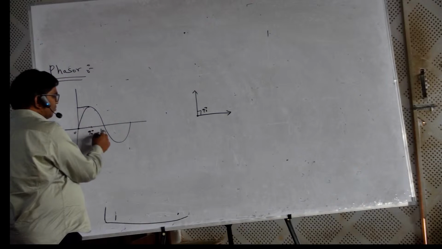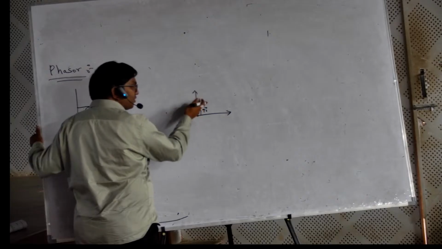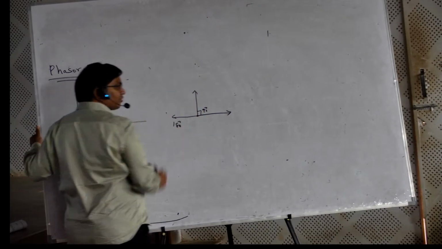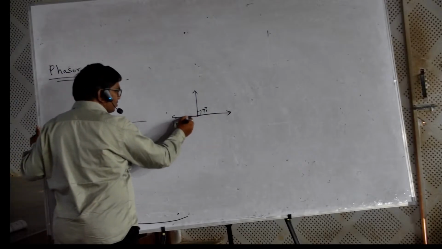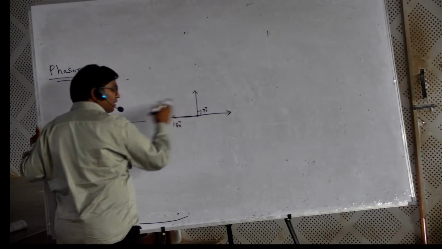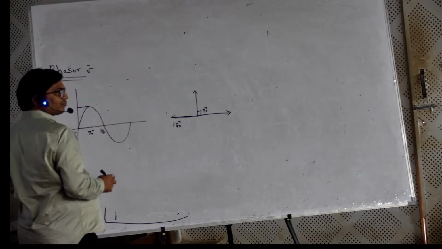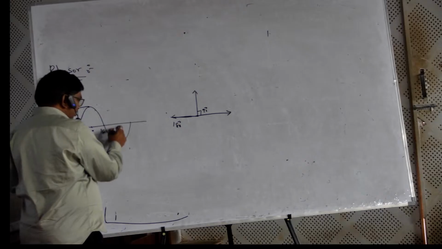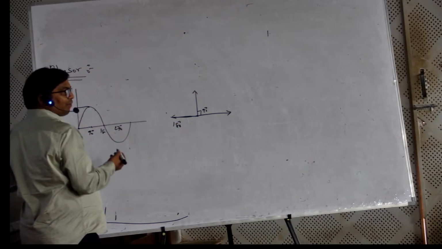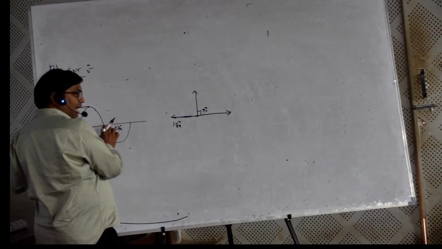It is how much? 180. This is shifting again. This angle is 180 with respect to 0. From 0 to here is 90 and then 90, so 180. Magnitude is 0. Then again 270. What is the value? Negative value. It is shifting again by 90 degrees.